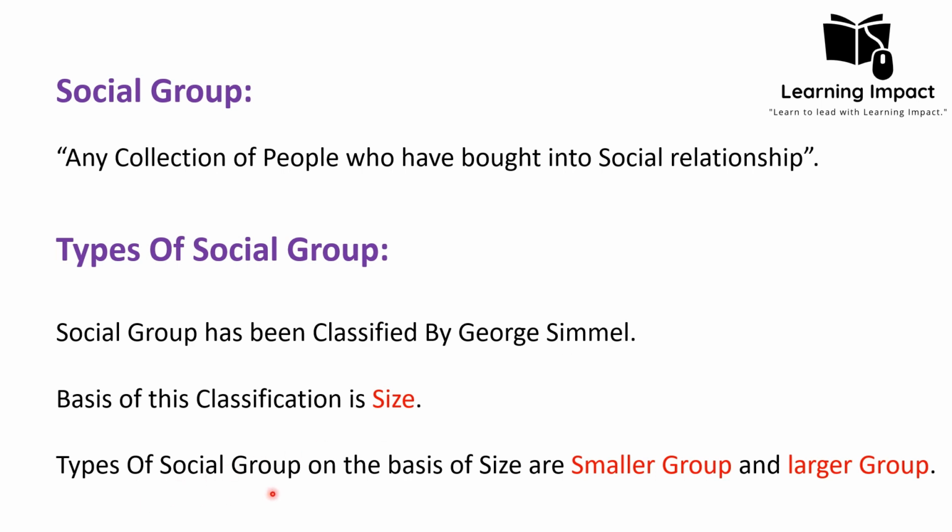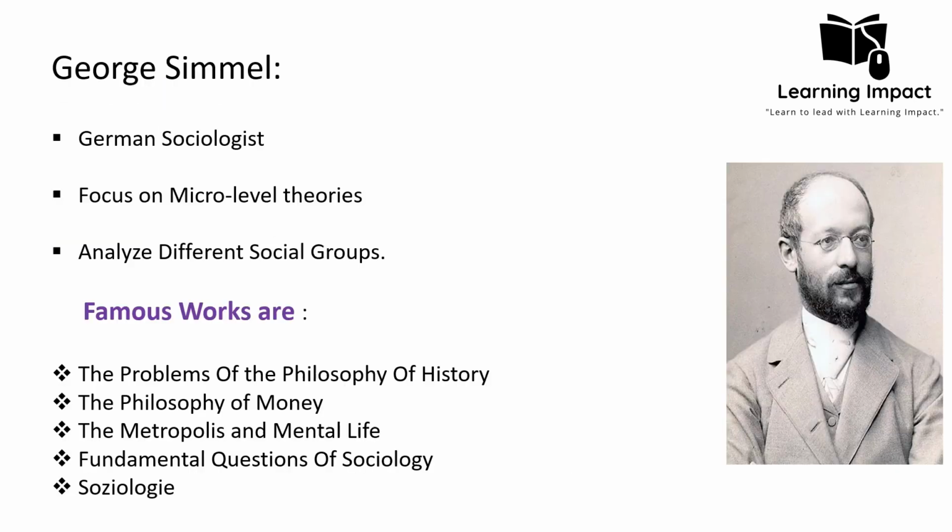The types of social group on the basis of size, according to George Simmel's classification, has two types, smaller group and larger group. Now, before we go into details of the smaller group and larger group, we have to look into a brief introduction of George Simmel, who he was and what his contribution in sociology was.